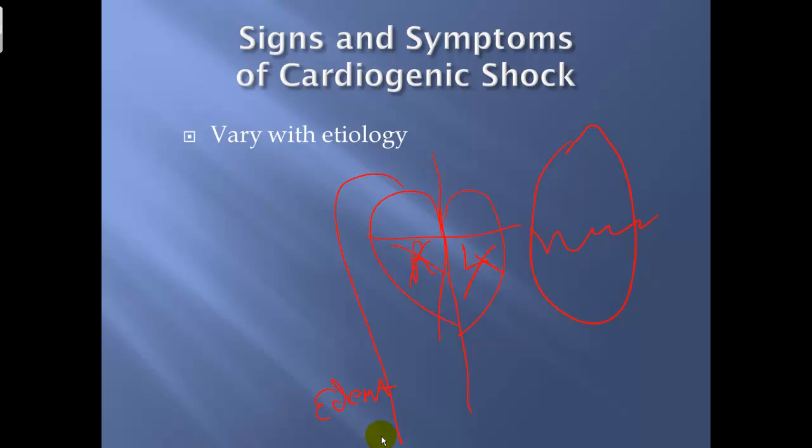So signs and symptoms of cardiogenic shock, same as all shock-like symptoms: low blood pressure, diaphoresis, shortness of breath, tachycardia, tachypnea. If they're in left heart failure, they're going to have pulmonary edema. If they're in right heart failure, they're going to have peripheral edema.